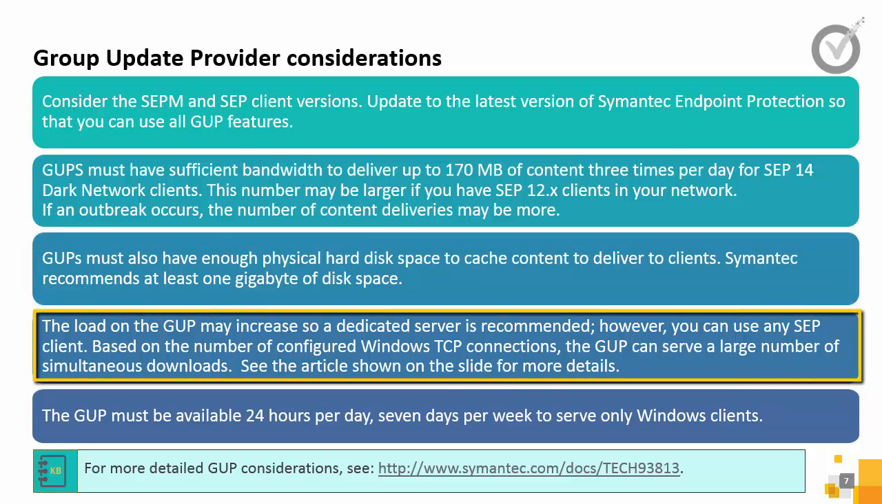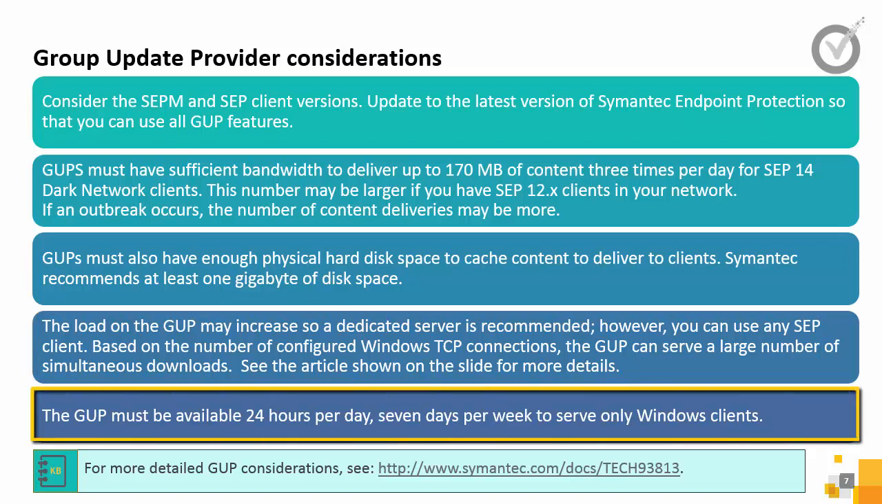Based on the number of configured Windows TCP connections, the GUP can serve a large number of simultaneous downloads. By default, Windows is configured to allow a maximum of 5,000 TCP simultaneous connections. With this configuration, the GUP is capable of serving 40 client connections per second. Depending on the number of clients the GUP serves, Symantec recommends a dedicated server that must be available 24 hours per day, 7 days a week.